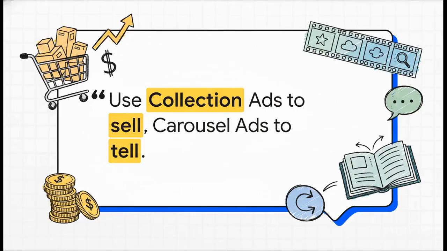This all leads to a really simple rule of thumb that the pros use all the time. Use collection ads to sell, use carousel ads to tell, right? If your main goal is to get sales from your catalog right now, collection is your best friend. If you're trying to tell a story or show off a few features, a carousel is perfect.